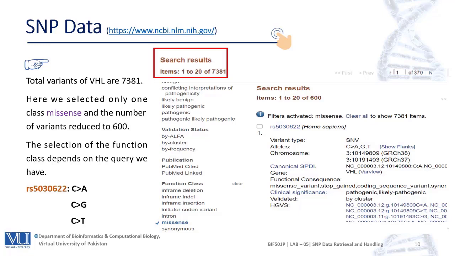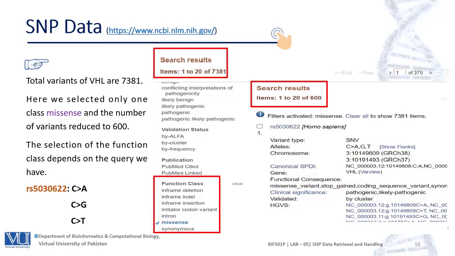As we have seen, the total variants are 7,381. But if we click on missense under function class, we can see that the number gets reduced to 600, which shows that only 8.13% of the total SNPs are missense. Please note that the selection of the function class depends on the query we have. Here it can be seen that the entry with RSID rs5030722 has all possible SNPs where cytosine is being replaced by adenine, guanine, and thymine in different studies.